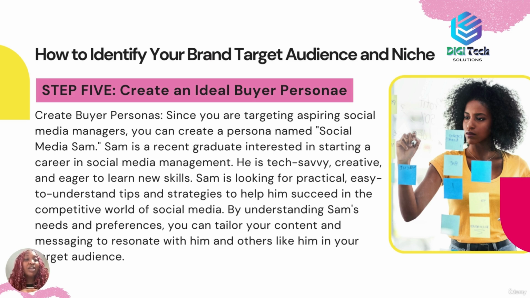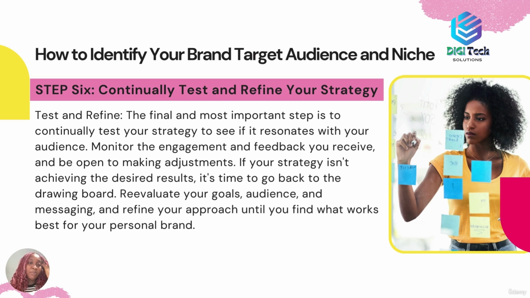So you are trying to create an ideal person or an ideal audience that would actually patronize you. That way you know what kind of messaging he likes, what type of content he likes, and what he wants to learn from you. So that's very important. Create an ideal buyer persona for your brand. And now the 6th step, continually test and refine your strategy.